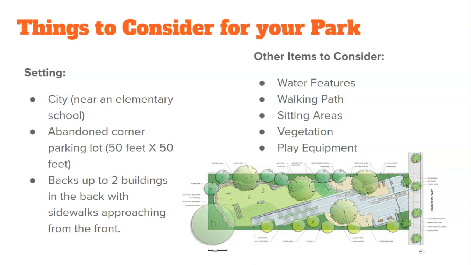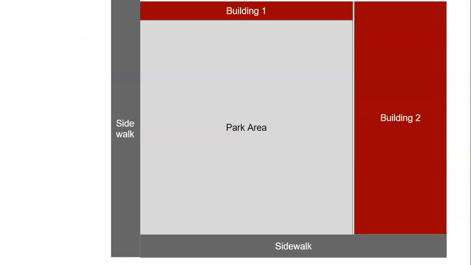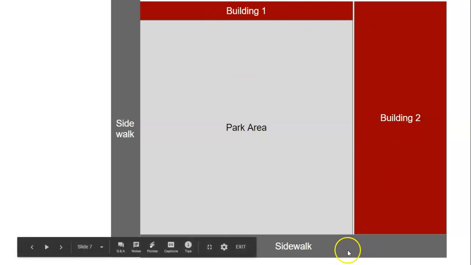Again, don't forget to think about things like water features, walking paths, sitting area, definitely some vegetation, and possibly play equipment. You don't have to put all of those things in there, but maybe a few of them. Here's our diagram again. We have our building here and here with access to the park here and over here on the sidewalk.